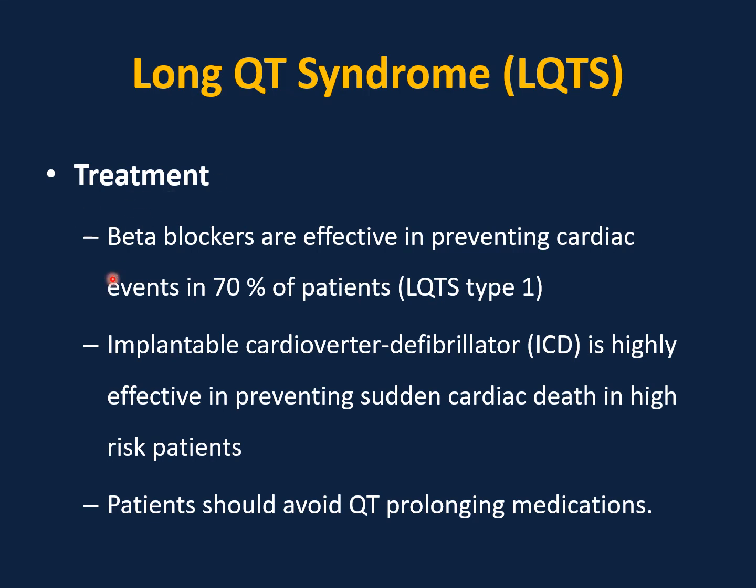As for treatment, beta blockers are very effective in preventing cardiac events in 70% of patients. Implantable cardioverter defibrillator, or ICD, is highly effective in preventing sudden cardiac death in high-risk patients. Very important to give the patient a list of the medications that cause a prolonged QT interval, and the patient has to avoid these types of medications.